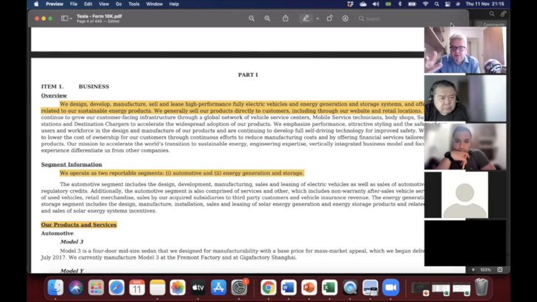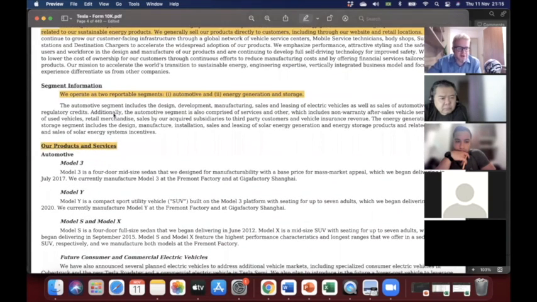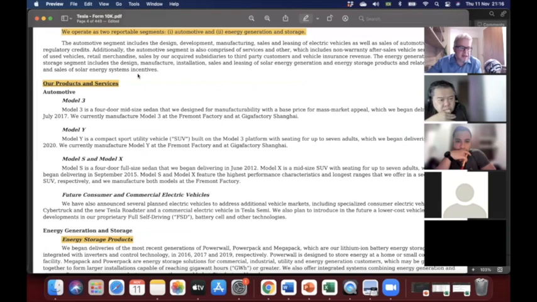What are the main products or services of the company? Then they have here segments information, because in the results, you are going to see that they separate into two main segments. So we operate as two reportable segments, automotive and energy generation and storage. So we will have this division in the income statement as well. And here they list the products and services.